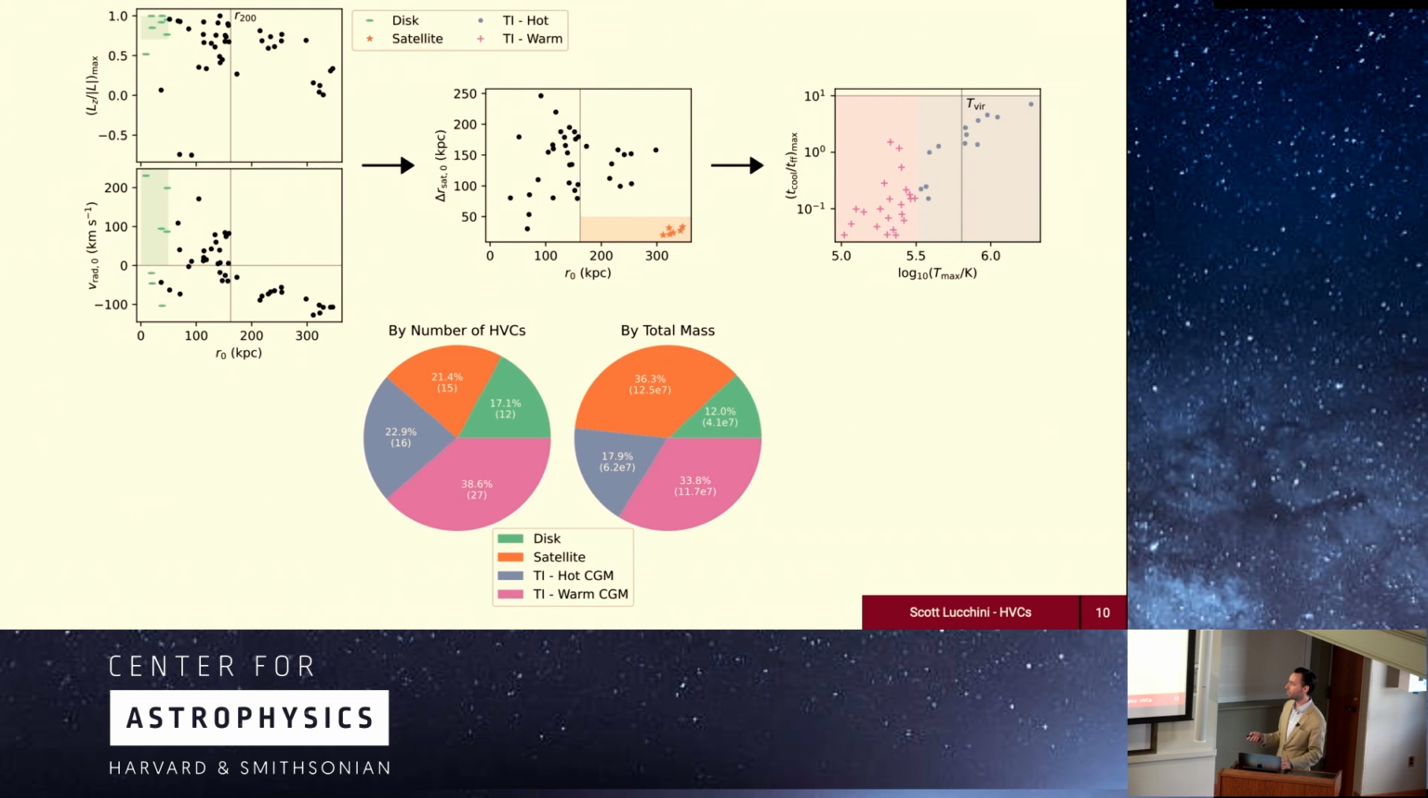Most of the clouds form out of the thermal instability of the warm or the hot CGM, and then we get about an even split between the satellites and the disk. But if we look at the distribution by mass, the satellites dominate over the disk population, and that says that the HVCs we see from satellites are generally larger and generally more massive than those that are spat out from the disk, which makes sense.